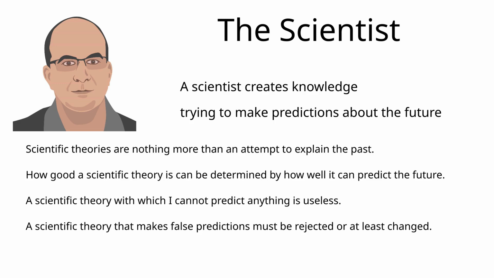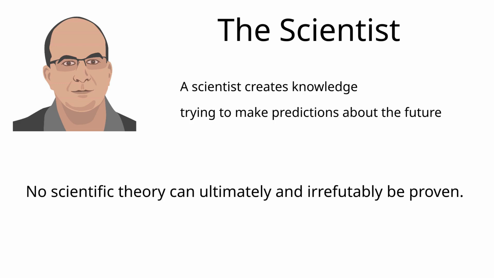And now an important point. The whole way we do science is based on the assumption that the future works much like the past. But who has ever claimed that? If your boss has been nice to you for the last 2 weeks, it doesn't mean he will be nice to you for the next 2 weeks. From this follows an important point. No scientific theory can ultimately and irrefutably be proven. Tomorrow something could happen that would destroy the whole theory.